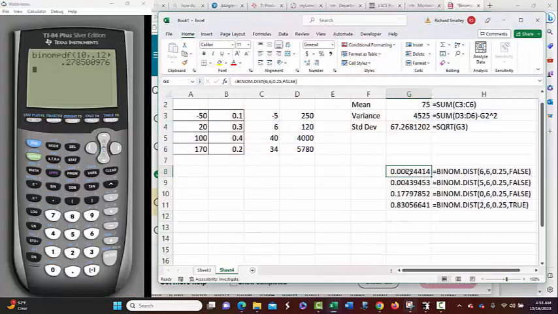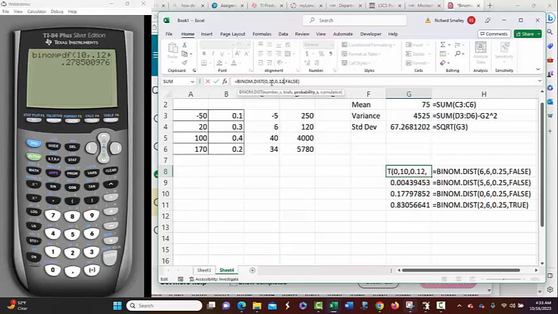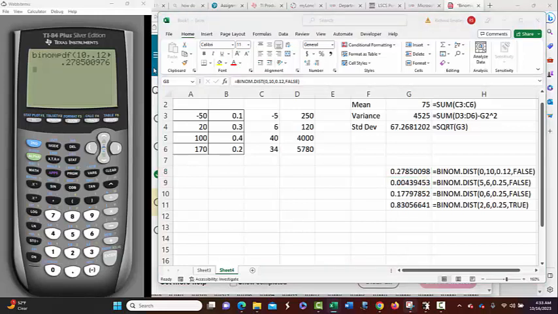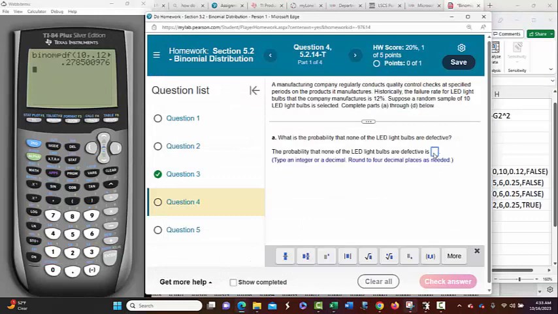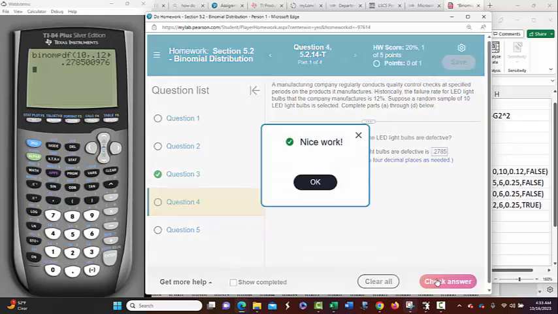I'll come back and just change one of these. So 0 goes first for 0 successes. 10 trials. And then the probability was 0.12. And that one already has false in it. That's what I want. Looks pretty good there, 2,785. I like it. Get off there and let me switch. Yep. 2,785. Wonderful.